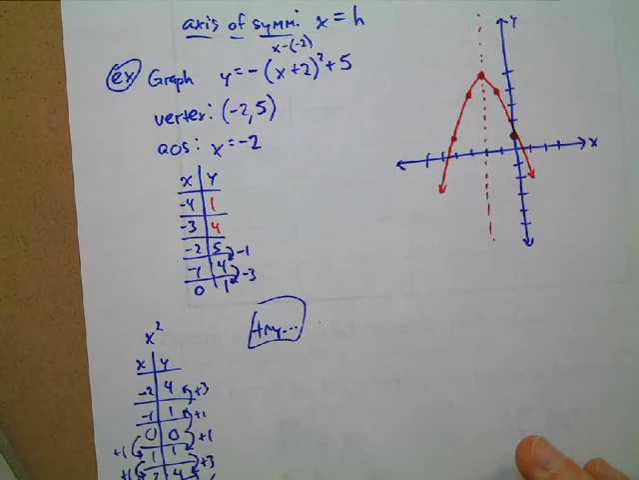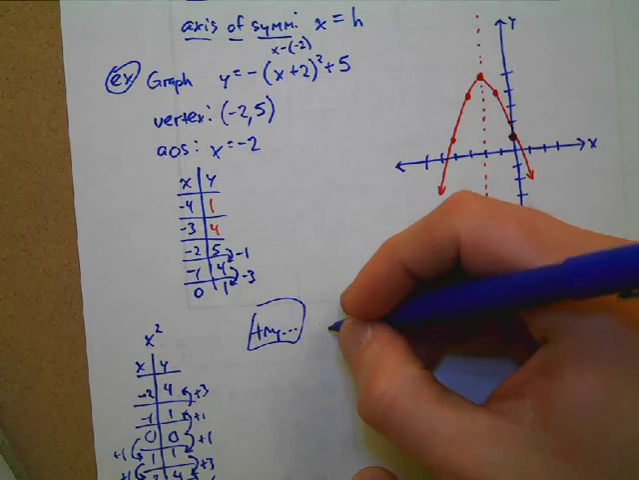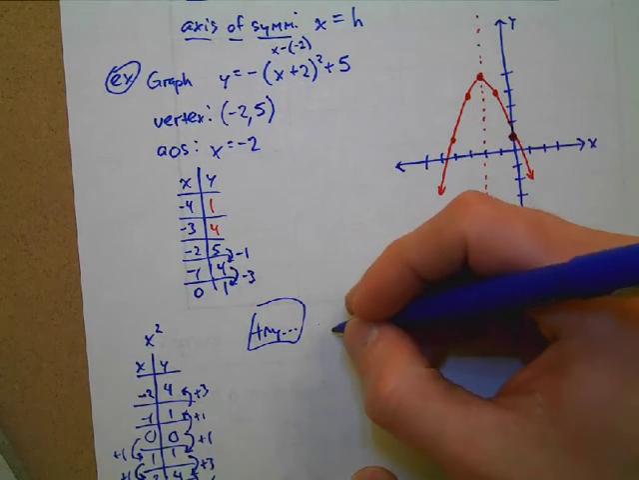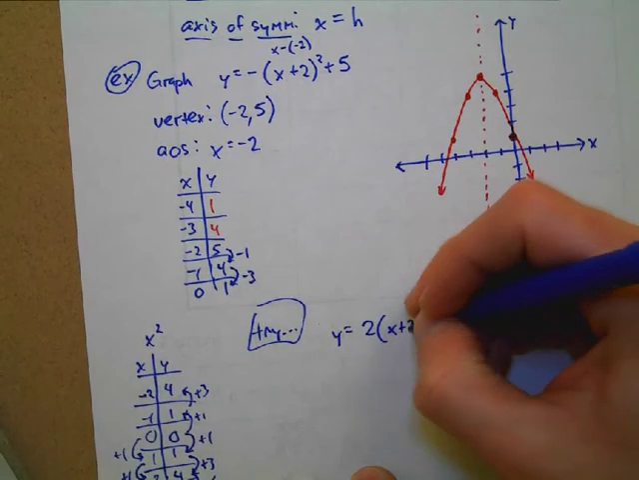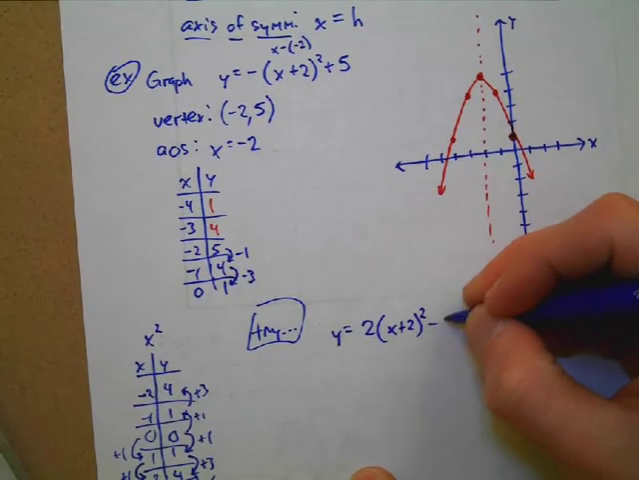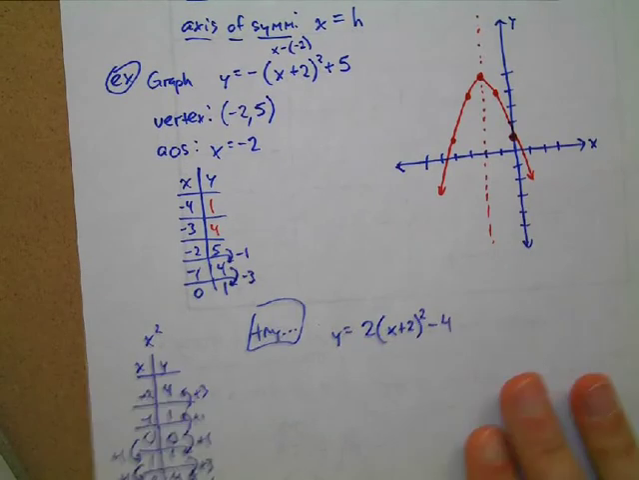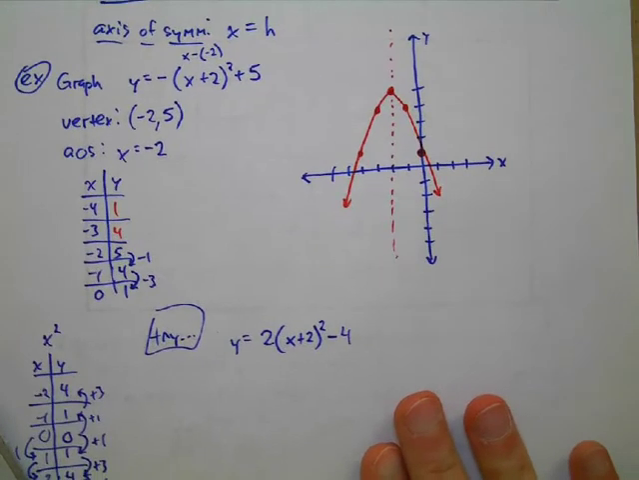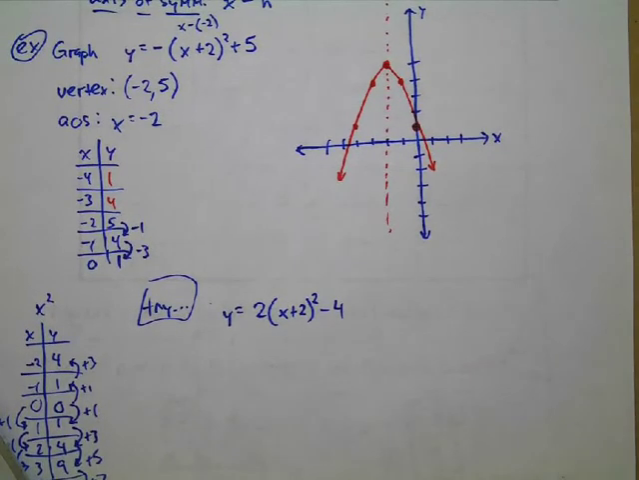So, questions on any of that? All right, let me have you guys try one here then. Here's one for you to try. Let's have you do y equals 2 times (x plus 2) squared minus 4, we'll say. Go ahead and give that one a try.